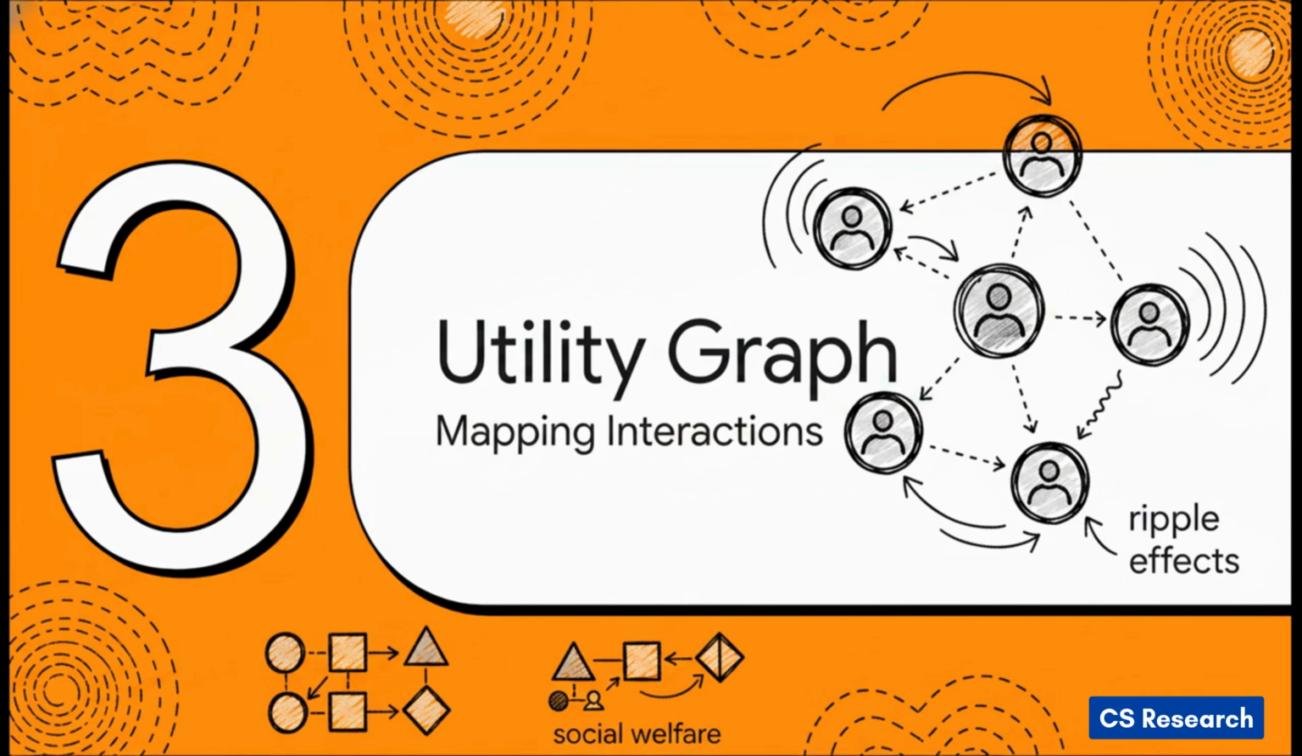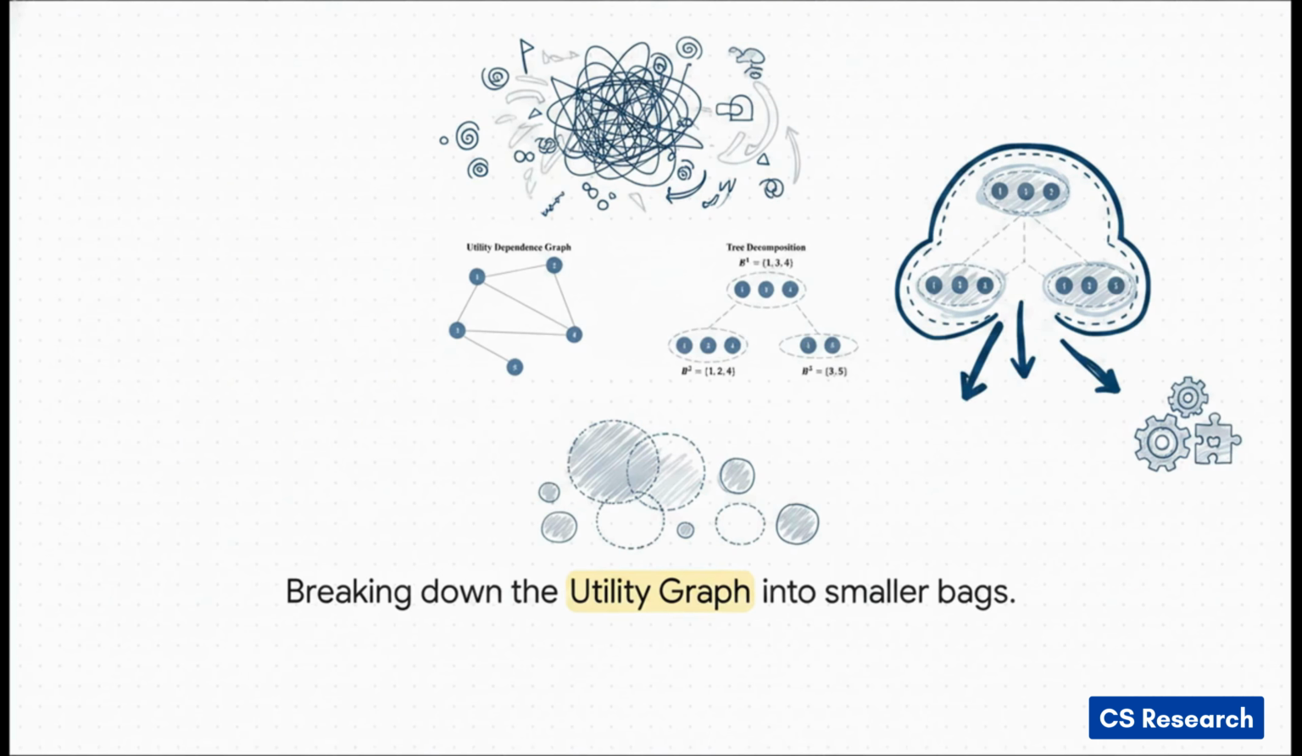Moving right along to section 3, the utility dependency graph. Now, actually computing this new MACE standard is incredibly complex. To tackle it, check out the utility dependency graph on the left side here. You see nodes 1 through 5 representing our players, and they're connected by lines if their actions affect each other. Honestly, it looks like a tangled web.